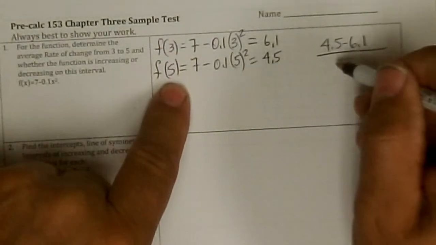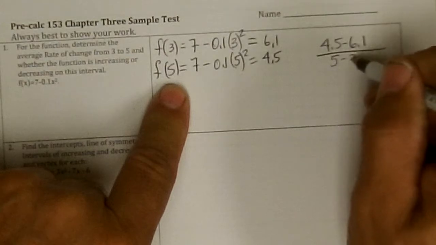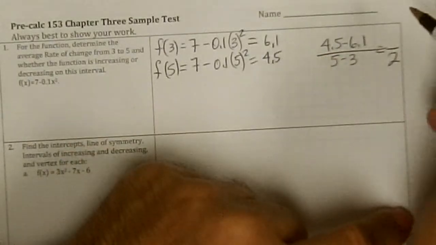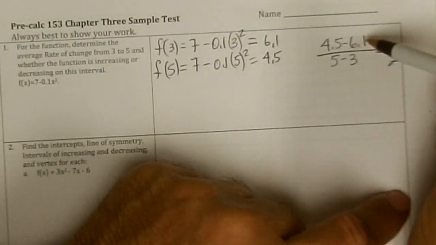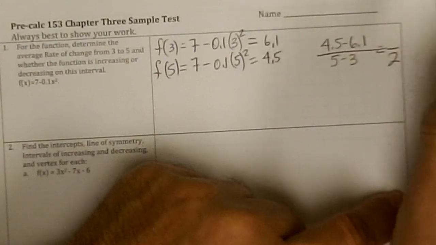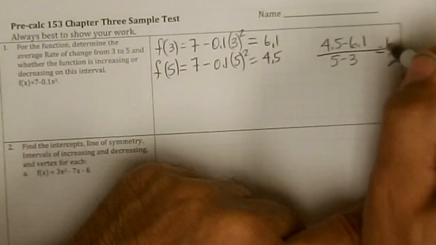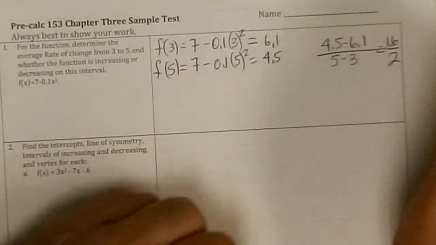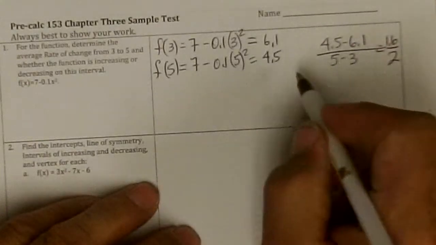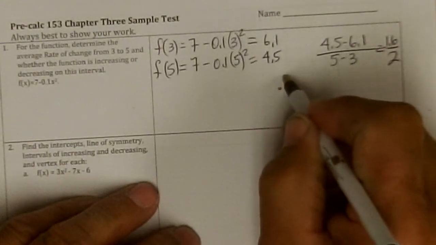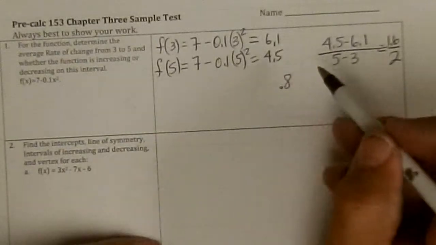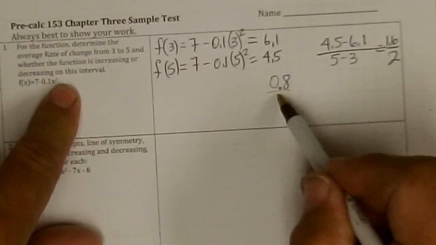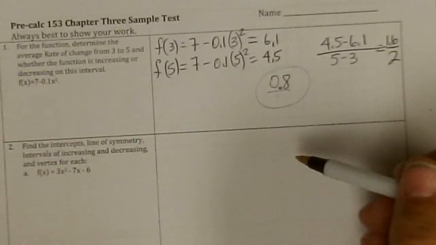As x went from 3 to 5, that's 5 minus 3. That went 2, and it went from 6.1 to 5.1 to 4.1, down 1.6. Yeah, 1.6, and so 1.6 divided by 2 is 0.8. That's the average rate of change. It went in the vertical direction down 0.8 for every 1. So that's the average rate of change.